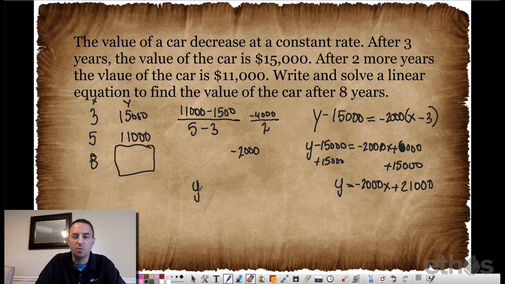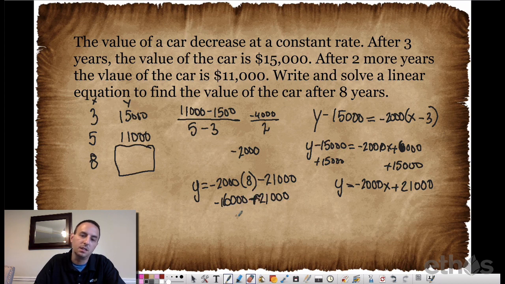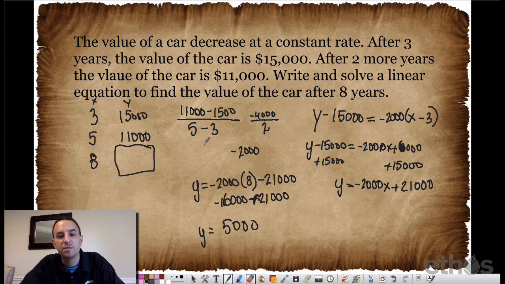Then we're going to go y is equal to negative 2,000 times 8 plus 21,000, sorry. So negative 16 thousand plus 21,000. Okay, so we can flip, so plus. So really we're looking at this idea of it costs $5,000 after 8 years. Better value in the Toyota 4Runner. It keeps its value a little bit better. Okay, so that's really how we work through these kinds of problems.